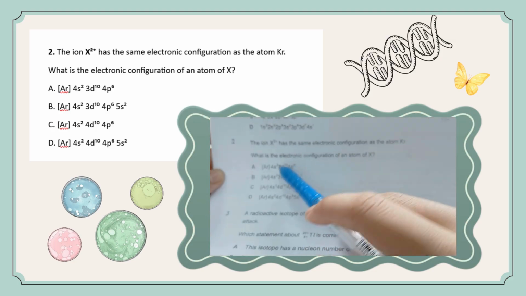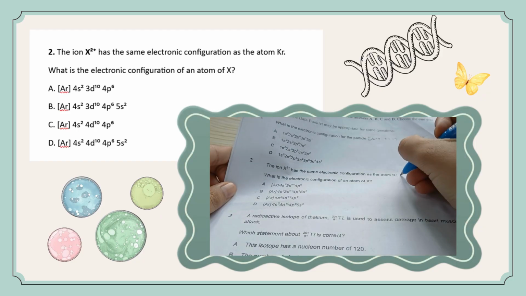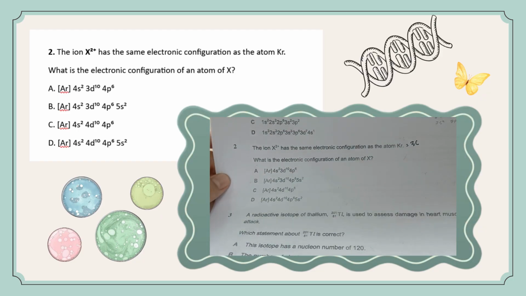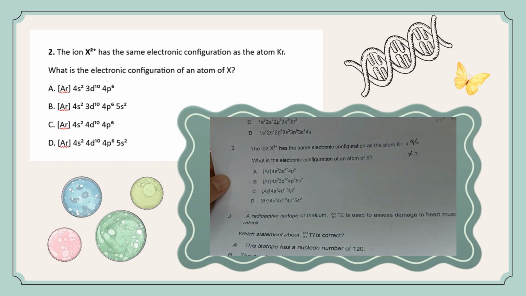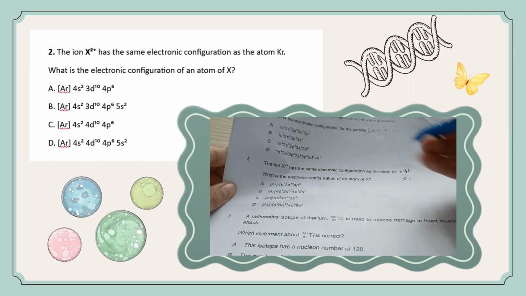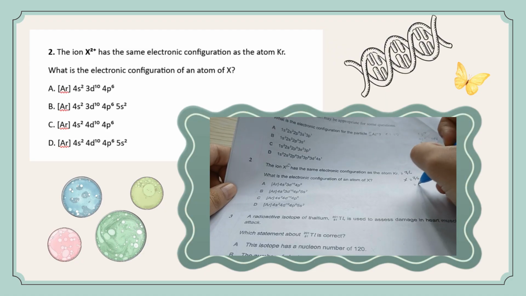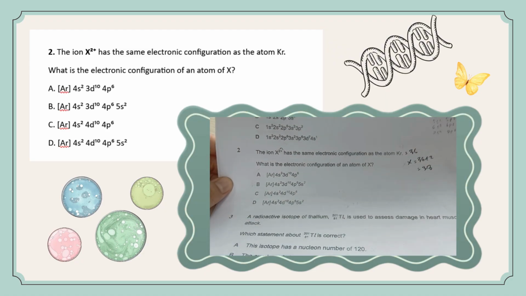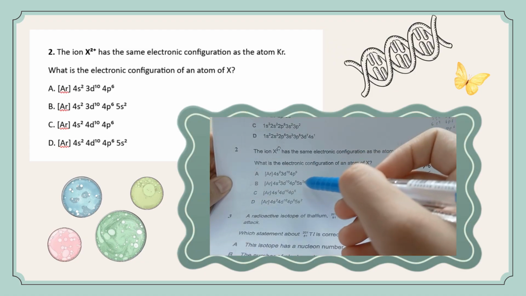Ion X2+ has the same electron configuration as the atom krypton, and we know that krypton is 36. To determine X, we have to add 2 because the charge is 2+, so 36 plus 2 equals 38. So the electron count of atom X is 38. Let's look at the options.